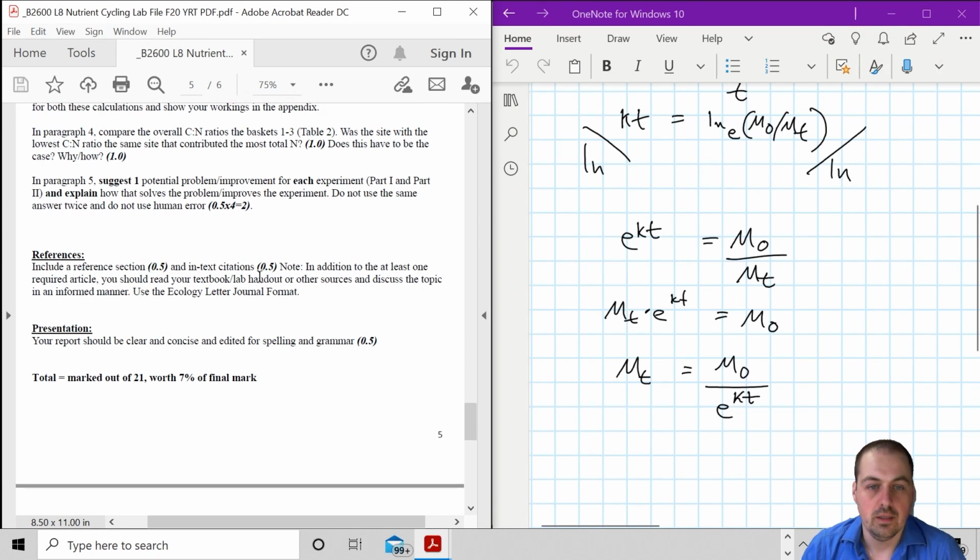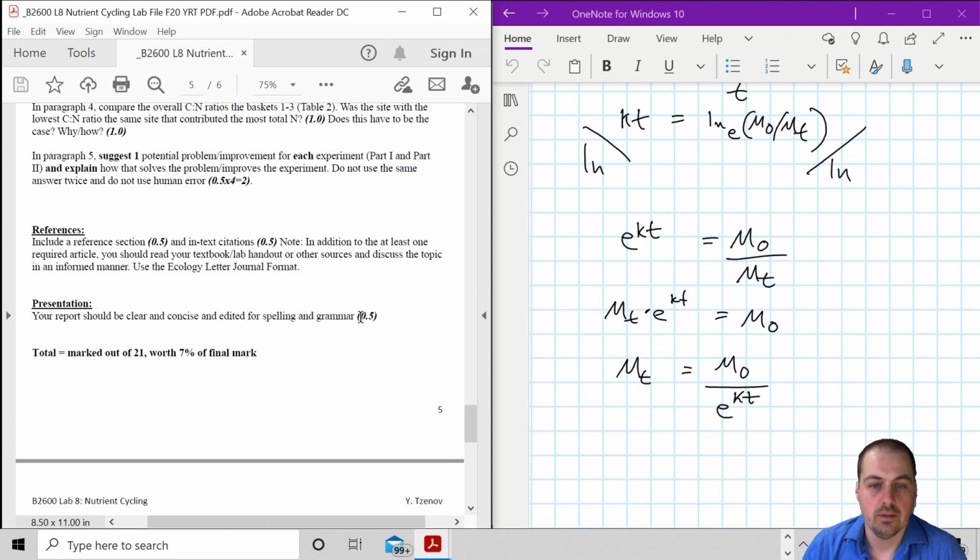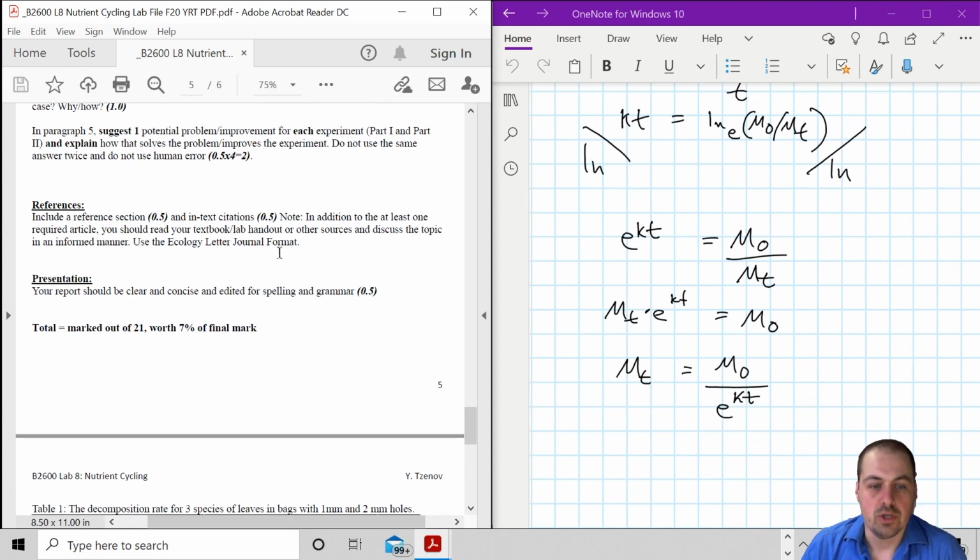And then, so this week you need to cite, obviously you're referring to an article, so you need to cite that in your text, and you also need to include the full reference in your reference section. And of course, this should be in the Ecology Letters journal format. Don't forget to check for spelling, grammar, presentation, all that stuff, and your report is worth 7%.